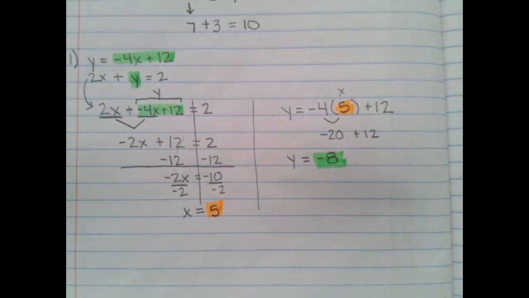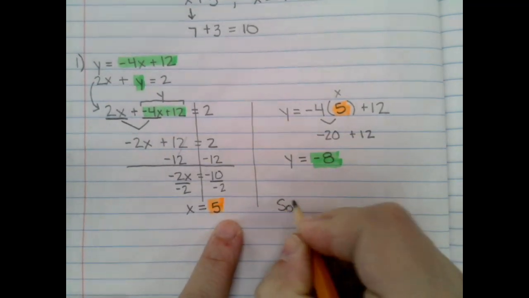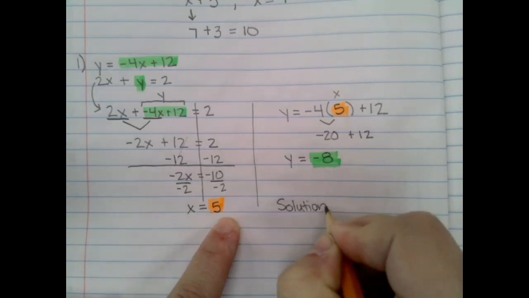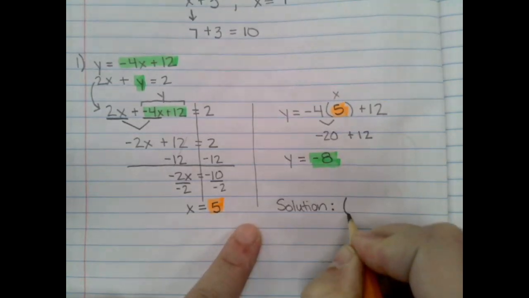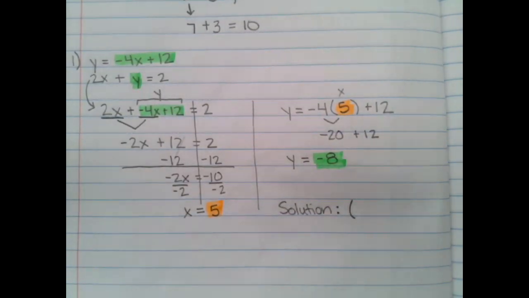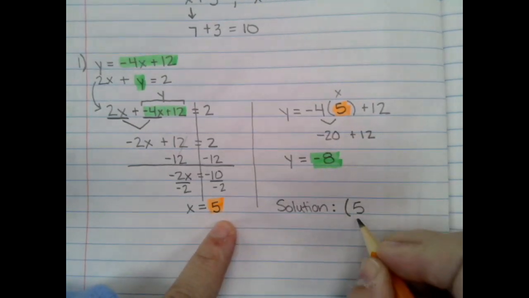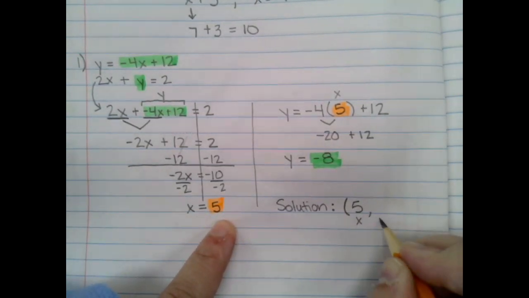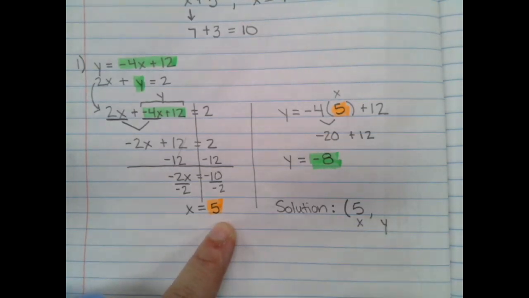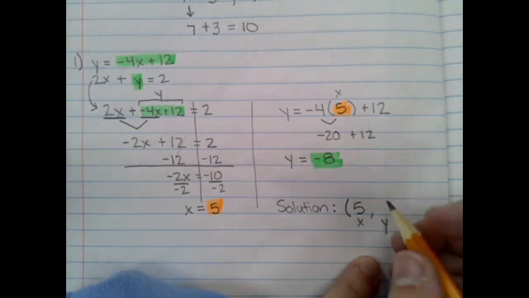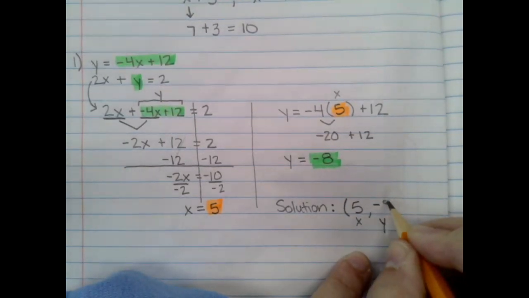So for our solution, which number do I want to come first, the 5 or the negative 8? Why 5? Good. X is always first. It goes x and then y. So our solution is 5. And then what's our y? Negative 8.